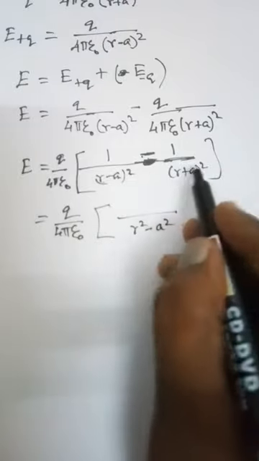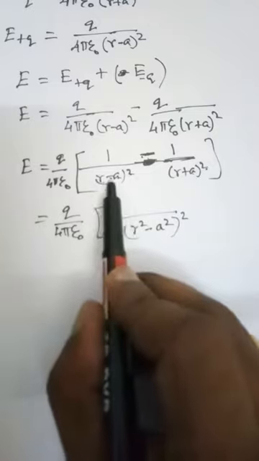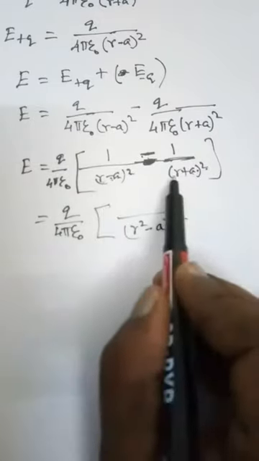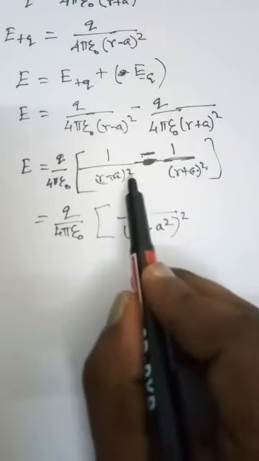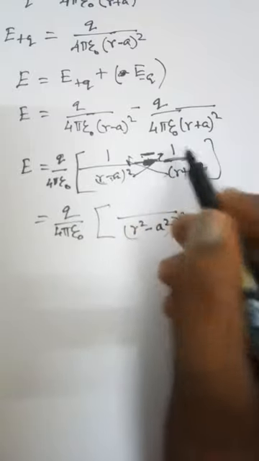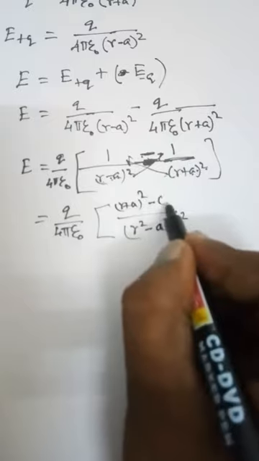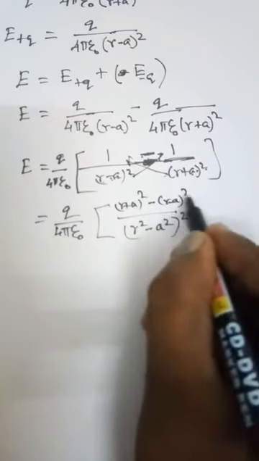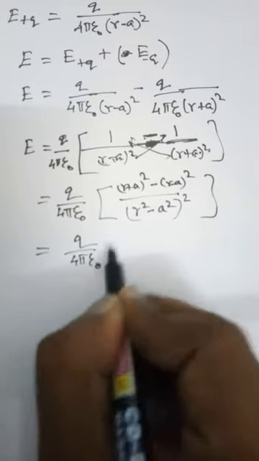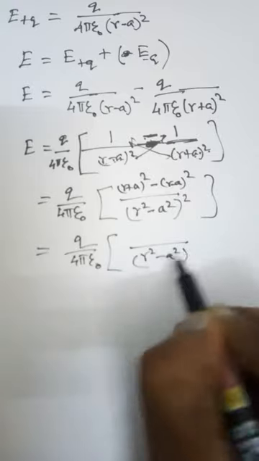This square is common, so put the square. That's all. (a minus b) into (a plus b), a square minus b square, like that: (r minus a) into (r plus a) is r square minus a square, here whole square. Now cross multiply. So (r plus a) whole square minus (r minus a) whole square, and q by 4 pi epsilon naught, here (r square minus a square) whole square.